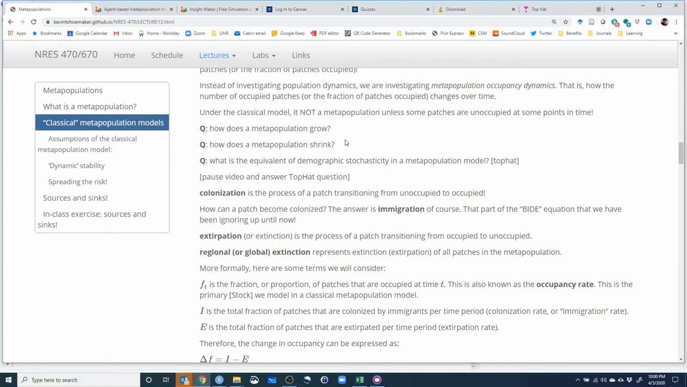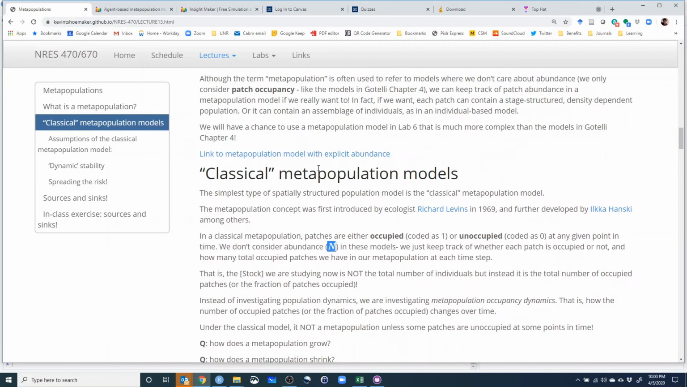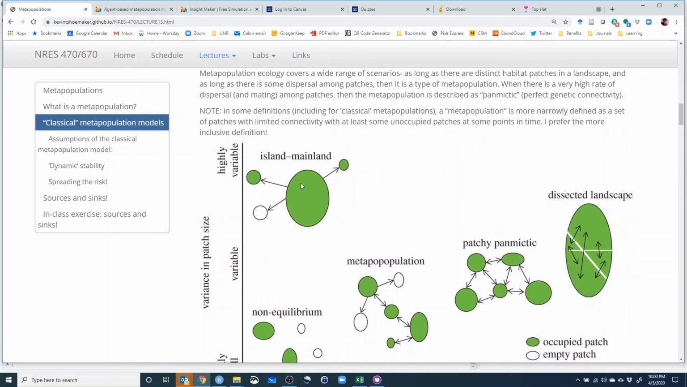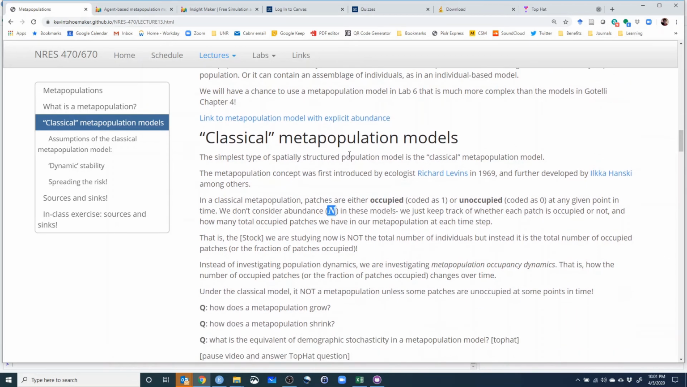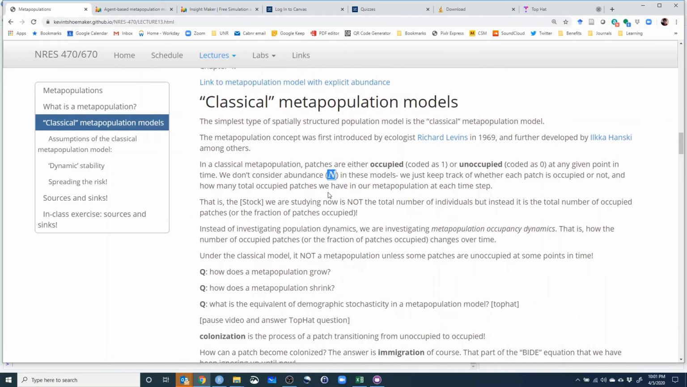So how does a metapopulation grow? Well, you have maybe just a few percent of patches occupied. How does a metapopulation grow? Well, the individuals from those occupied patches have to colonize unoccupied patches, or you have to have a mainland source, some large source of individuals kind of outside a metapopulation that donates individuals. The individuals have to come from somewhere, and so immigration has to happen to be able to colonize unoccupied sites.